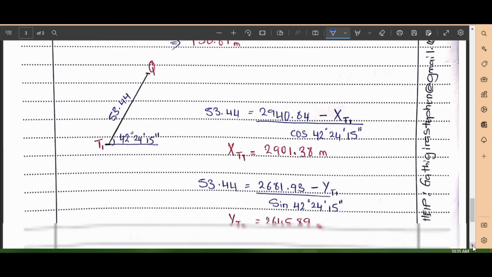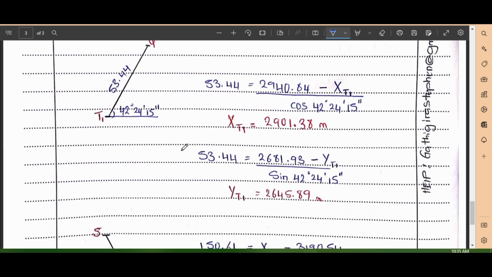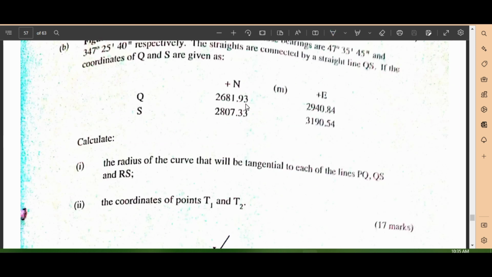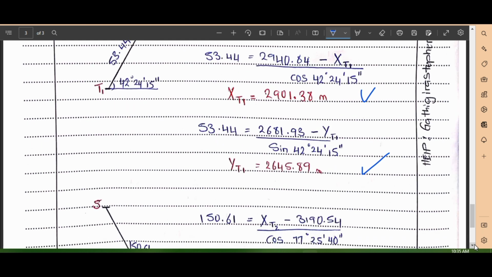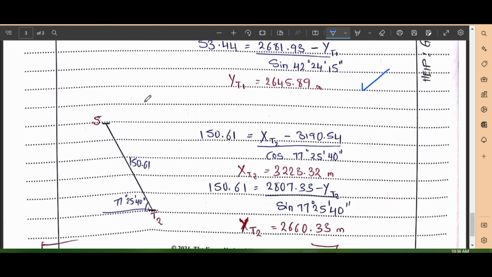We go ahead and calculate the northing for T1. So y represents the northing, x represents the eastings. We already have the northing given, so that northing minus the one that we are looking for, over sine of the angle we already have. So our answer for the northing becomes that. That is our northing, and the previous is the eastings. We go again to our second value.